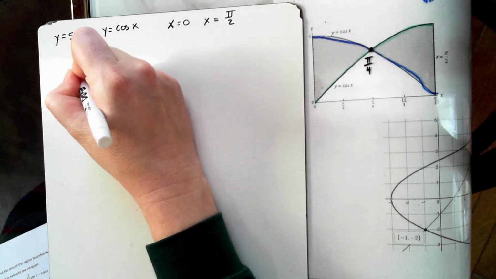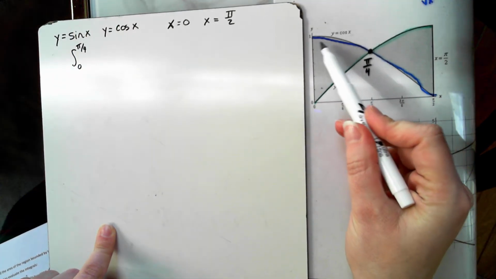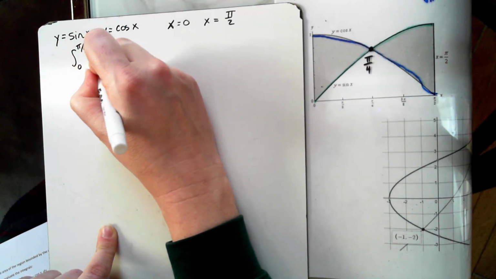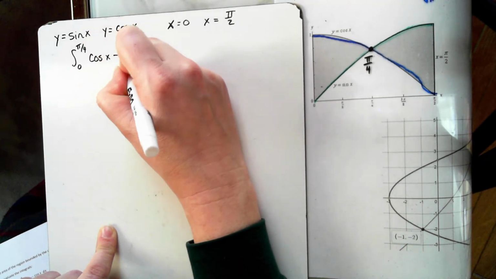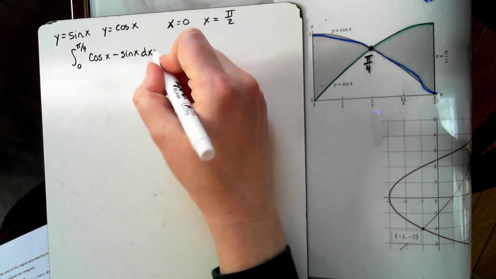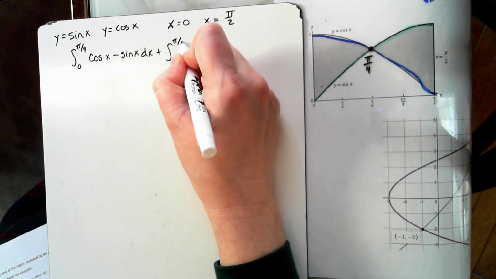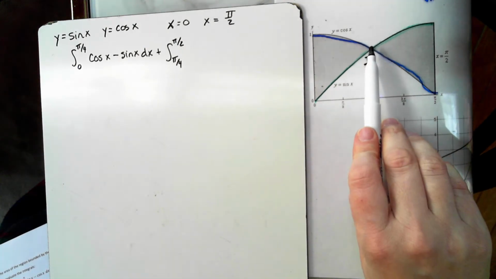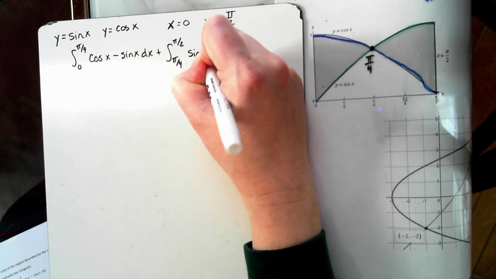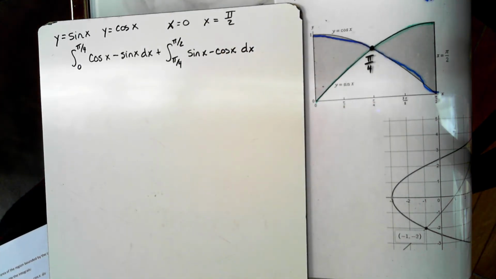So we have the integral from 0 to pi over 4. Now that's this part here where the cosine's on top. So from 0 to pi over 4, I'm going to do cosine x minus sine x dx. Now I want the total area, so I'm going to add it to the integral from pi over 4 to pi over 2 of, now in this case, pi over 4 to pi over 2, the green function's on top, that sine function. Okay, so sine x minus cosine x dx.